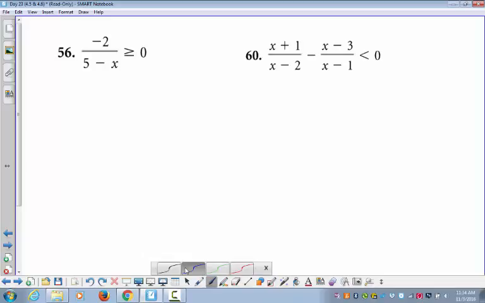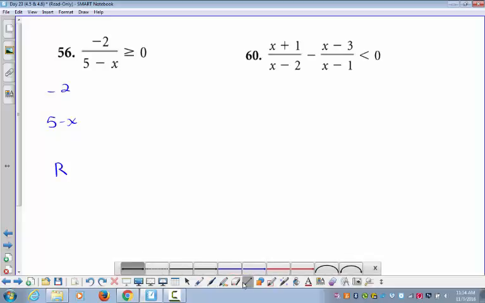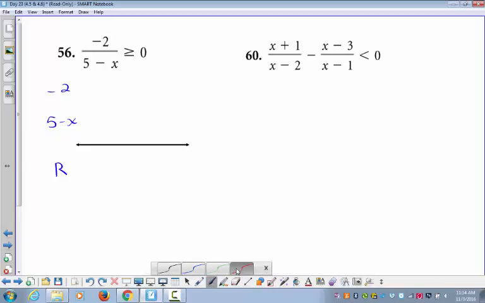So let's just look at a simpler one here first. So the numerator is -2. That's a factor. That doesn't change sign, but that's one of the factors. The denominator is the other factor. And then we have our result. And we're going to set up our line. There's only one 0. There's only one transition point, and that's 5. It's the only place we have to look.